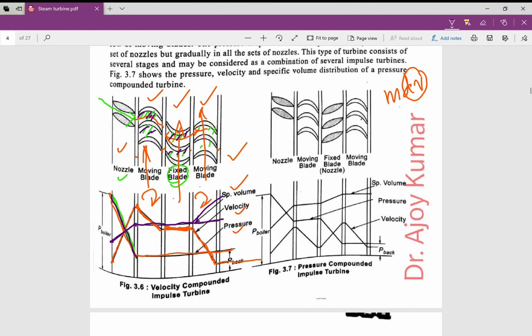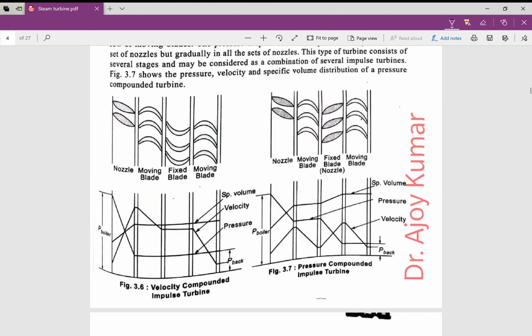So I think students, this is clear to all of you. Whenever it is asked in the examination, we have to draw this arrangement and the variation of all these three at least: pressure, velocity, and specific volume. So variation of all these three are required. First you should remember the arrangement and then the variation of all these three.